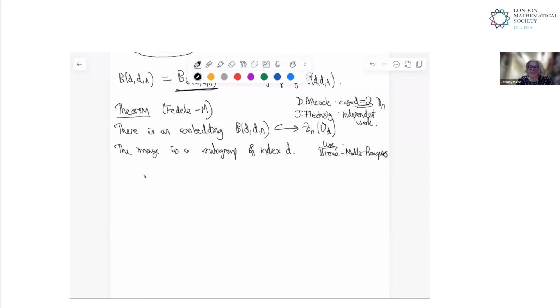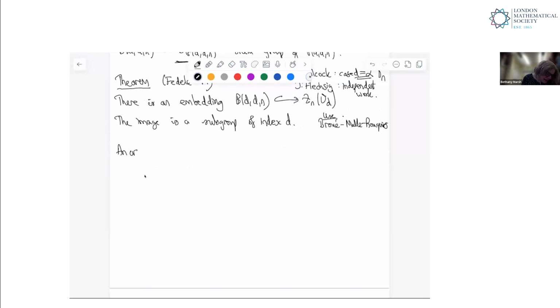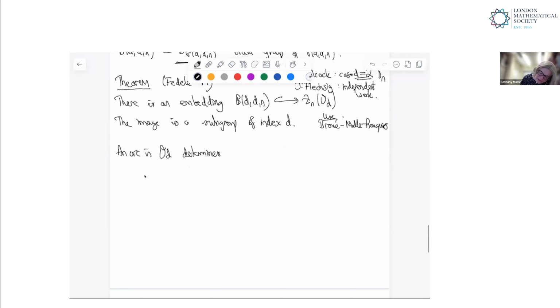Okay, so as Francesca said, an arc in the surface determines a braid, and the same thing's happening here. So an arc in O_D, oh yeah, I should say we're very thankful. We had some very useful discussions earlier on in the project with Paul Martin in Leeds as well, which set us off in a very good direction. So an arc in O_D determines a braid.